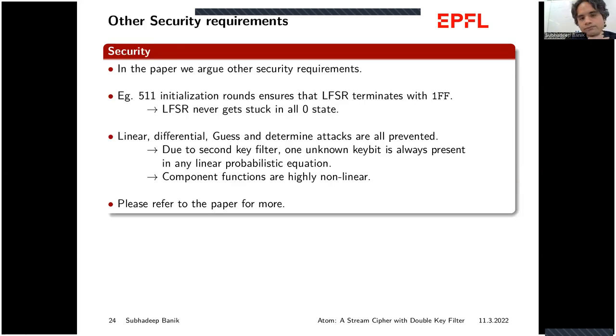So in the paper, we go through other security arguments. For example, the number of initialization runs is set to 511, which ensures that the LFSR enters the second stage with the value 511 or 1FF in the last 9 bits. And this ensures that the LFSR never gets stuck in the all zero state. We also argue extensively with respect to security against linear, differential, and guess-and-determine attacks. We request the readers to refer to the paper for more details.